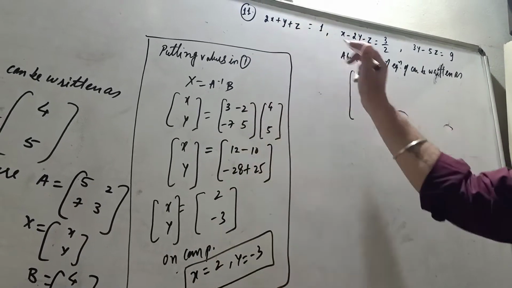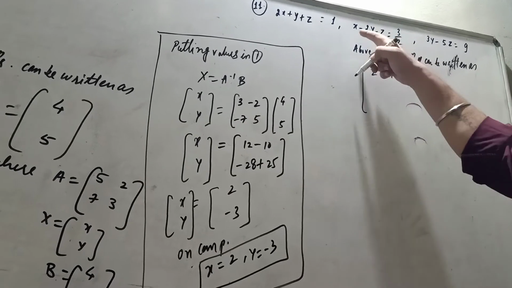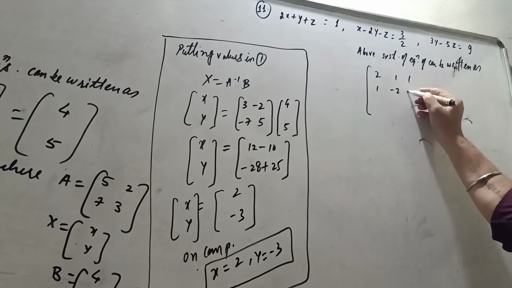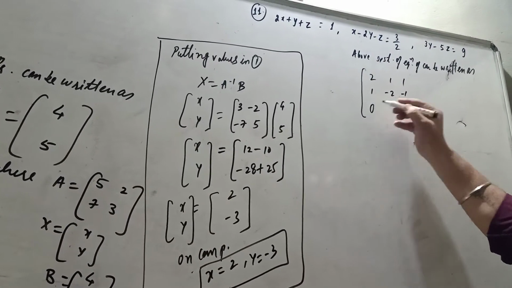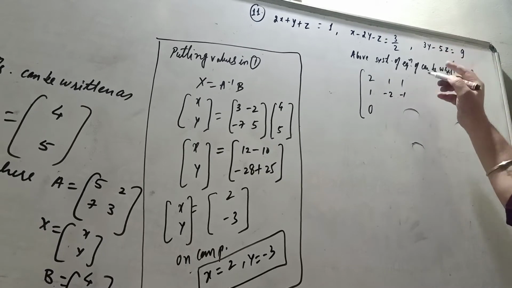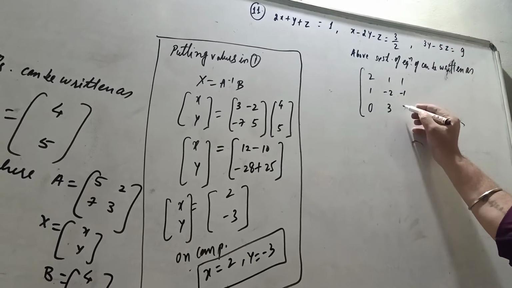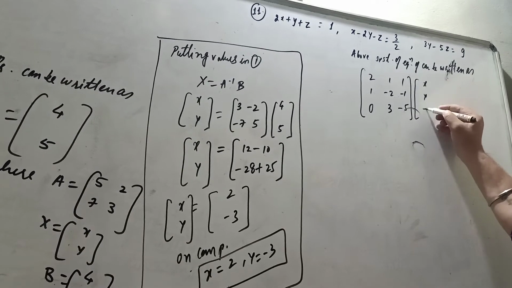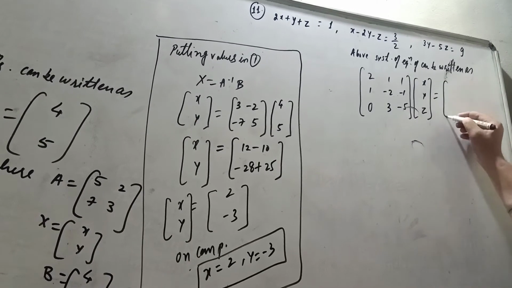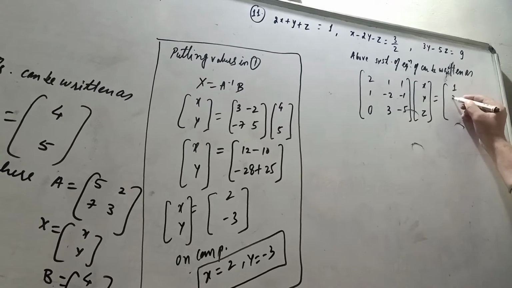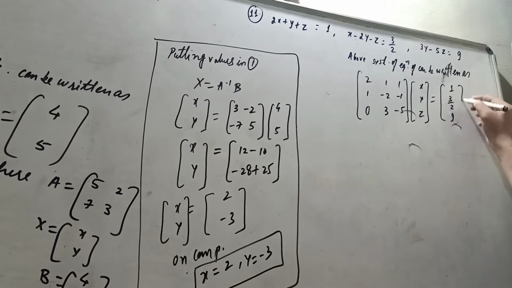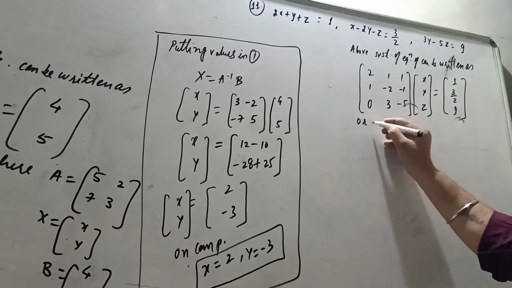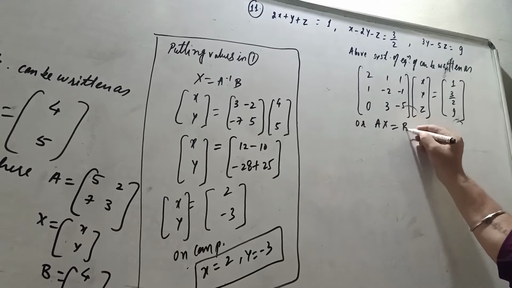coefficients are 2, 1, 1, 1, minus 2, minus 1, and the x coefficient is not there in equation 3, so 0, y coefficient plus 3, minus 5, and x, y, z. There are three variables, we are getting three equations, and the right hand side values are 1, 3 by 2, 9. Or we can say that AX = B.